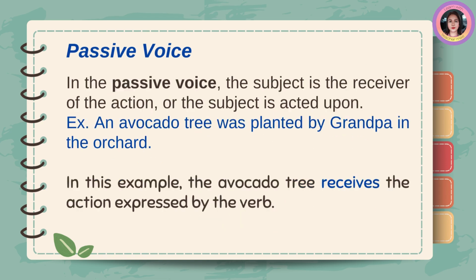Passive voice. In the passive voice, the subject is the receiver of the action, or the subject is acted upon. Example, an avocado tree was planted by Grandpa in the orchard. In this example, the avocado tree receives the action expressed by the verb.